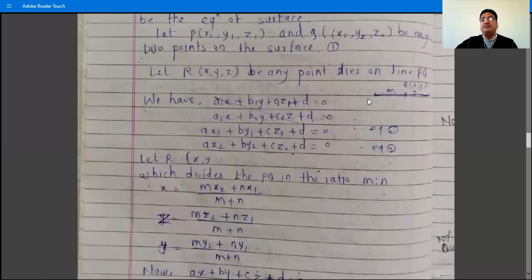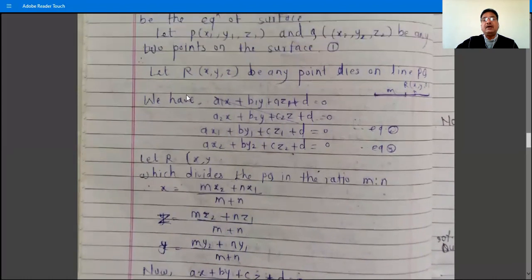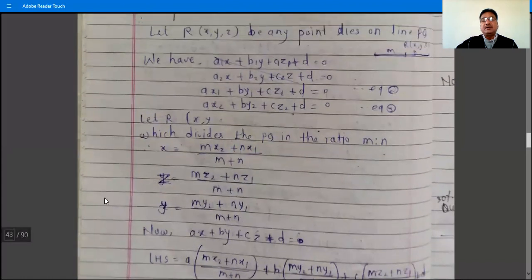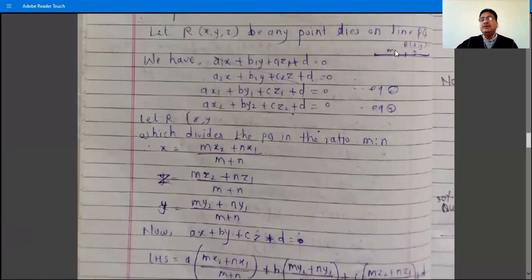Right, the coordinates of P are x1, y1, z1 and of Q are x2, y2, z2. Therefore, by the section formula, x, that is the x coordinate, is (mx2 + nx1) divided by (m + n). Y is (my2 + ny1) divided by (m + n). And z is (mz2 + nz1) divided by (m + n).